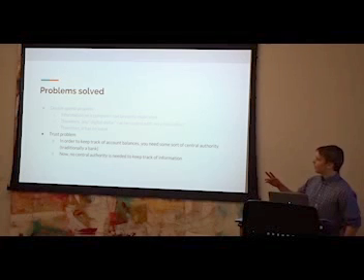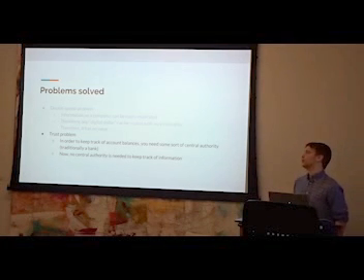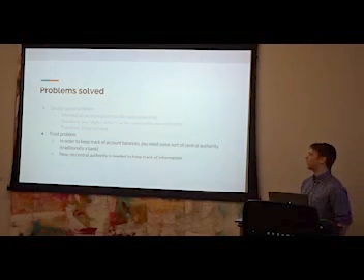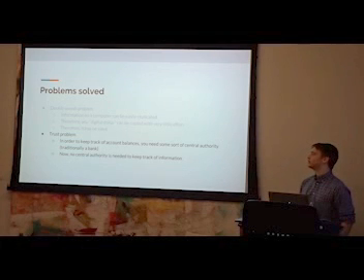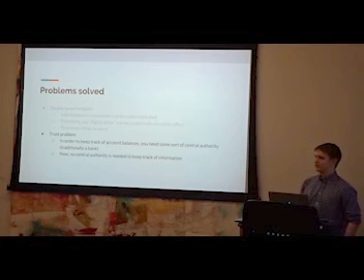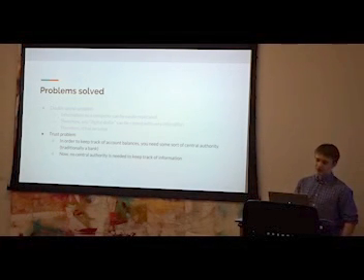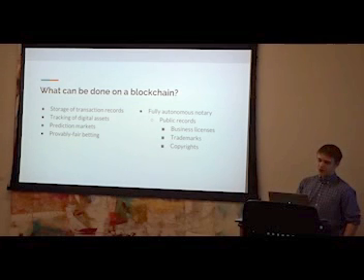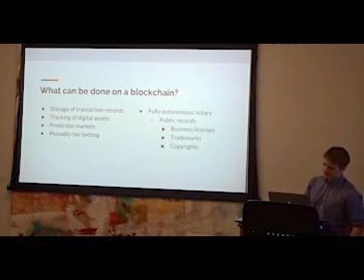And I think the most important one out of these two, rather than focusing on the monetary innovation, was the solution to the trust problem. Because now you could have distributed ledgers of information and you wouldn't have to trust any single authority. And so what can be done on a blockchain?